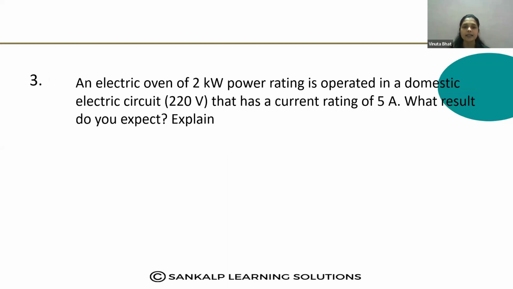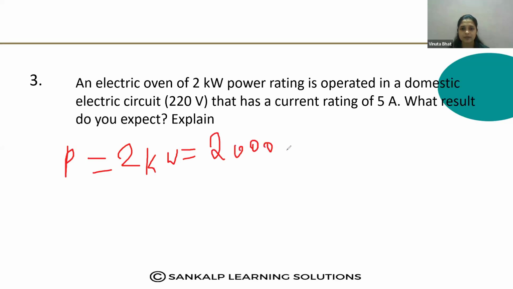Then, an electric oven of 2 kilowatt power is operated in a domestic electric circuit of 220 volt that has a current rating of 5 ampere. What result do you expect? Explain. Here the power is 2 kilowatt, which is equal to 2000 watts, and the voltage is 220 volt. The current rating is 5 ampere, so the capacity is 5 ampere.